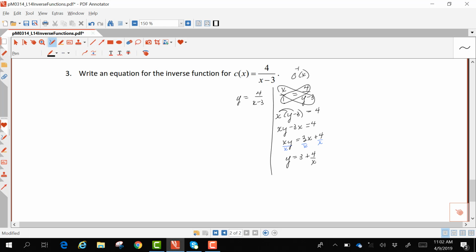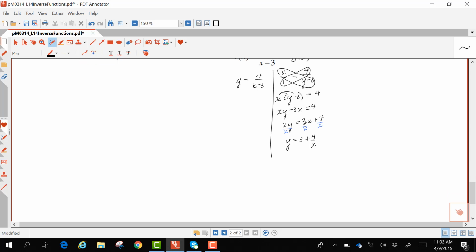This will be my inverse function, and this will normally be rewritten in the notation of c to the negative 1 of x, because the original function was named c of x rather than f of x.